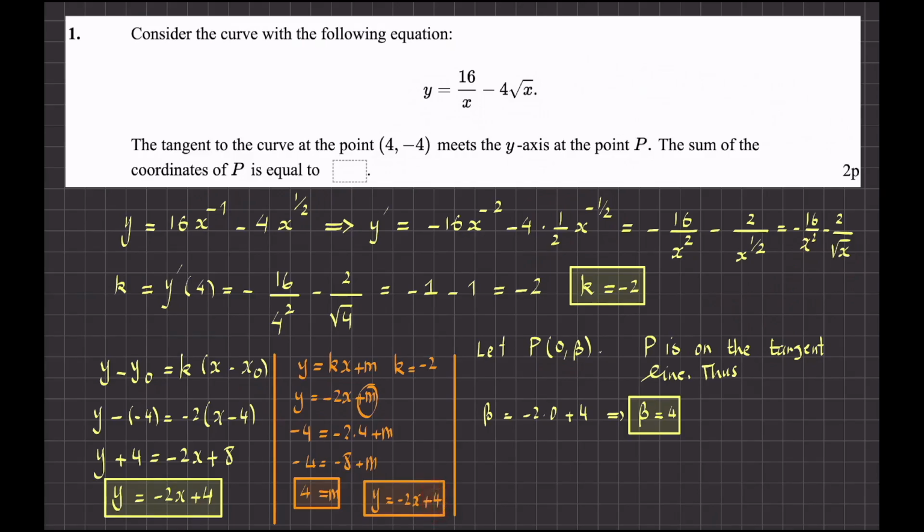But they are asking about the sum of the coordinates, which is of course 4, because one coordinate, the x-coordinate, is 0, and the y-coordinate is beta, which we got as 4. So the answer to this problem is simply 4, and 4 is the number that you have to type here. Okay, so now let us go to the next problem.